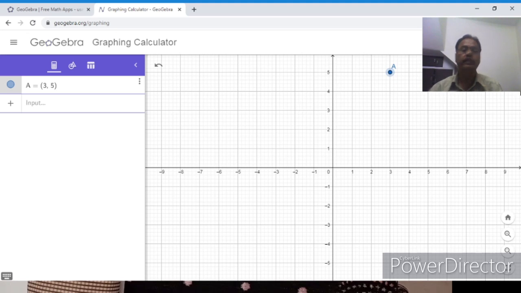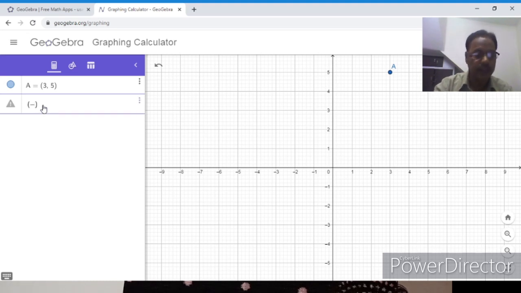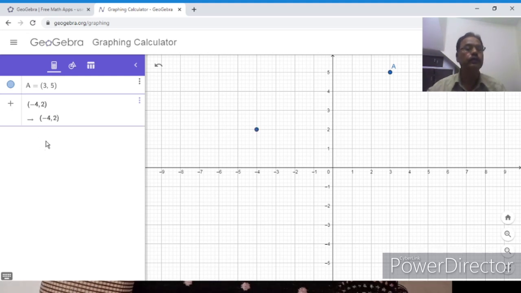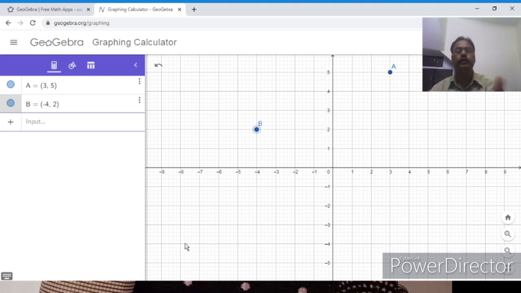Now the next point is -4, 2. Let us write this point -4, 2. This is point B. You can see here it is lying in the second quadrant. You can see it is already plotted, already located in the graph paper. Automatically you can find it out.